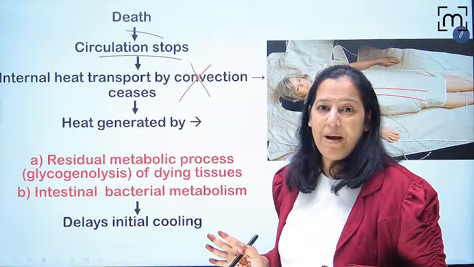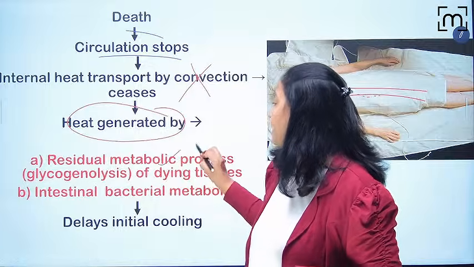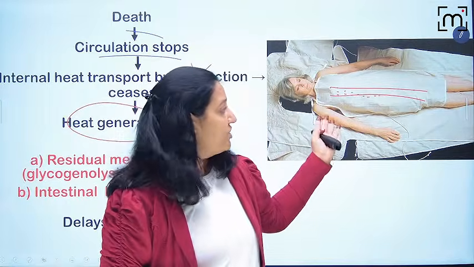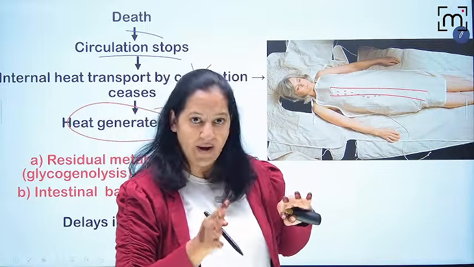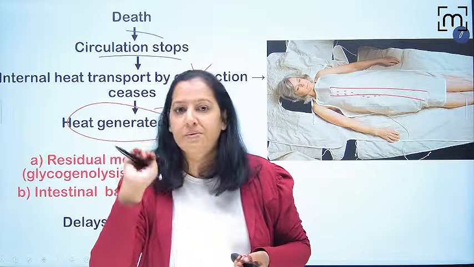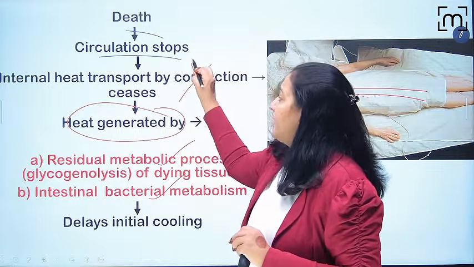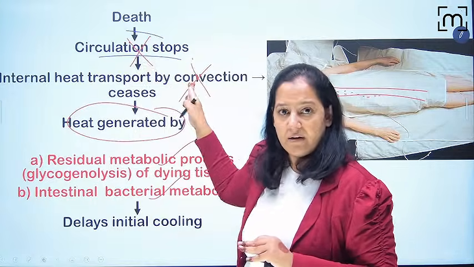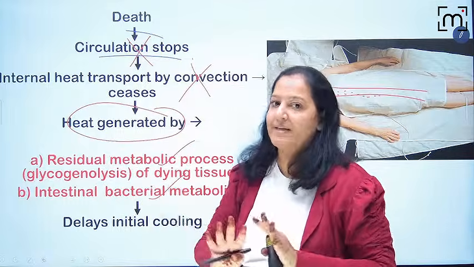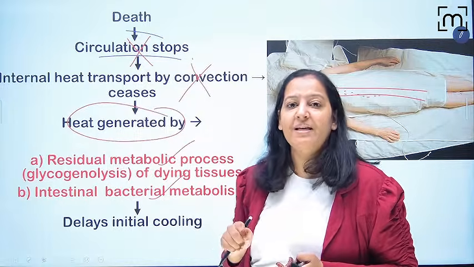But no, the mechanism is complex. The body generates heat first, by residual metabolic processes and bacterial metabolism in the intestine. So initially the body is generating heat. At one end I am saying the body is losing heat, and at the other end the body is generating heat. So the initial temperature is constant. Are you getting my point? They are cancelling each other. The blood flow stops, so internal heat transport stops, there is no convection, and you may think the body is losing heat. Yes, it is losing heat, but on the other end it is generating heat, so they cancel each other out. Since they cancel out, initially there is a plateau.